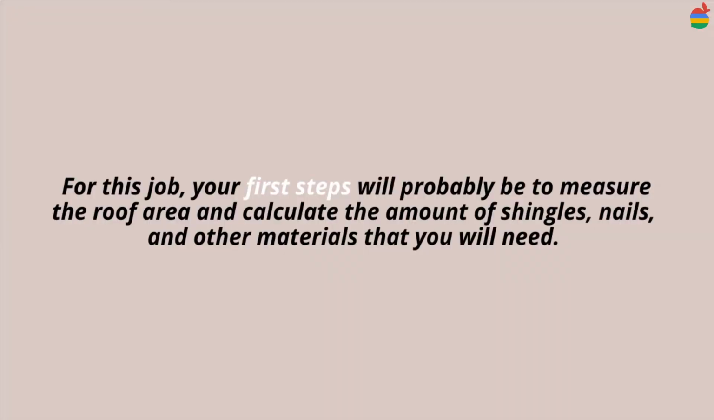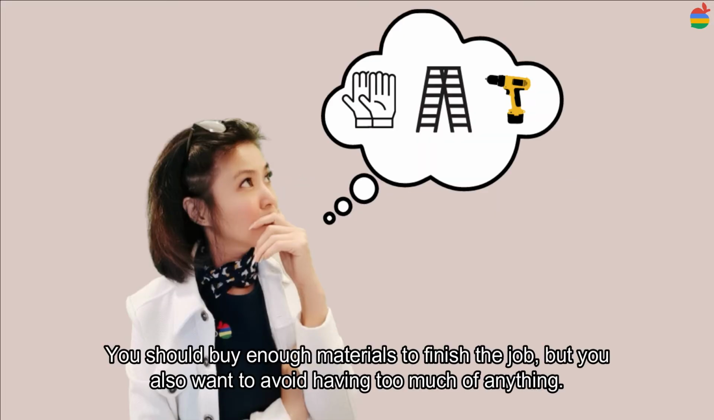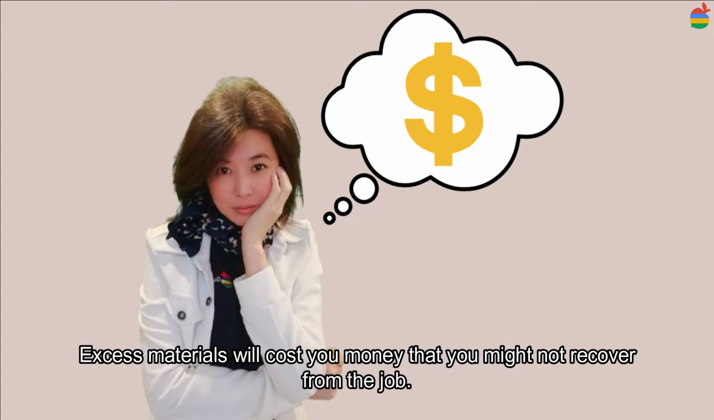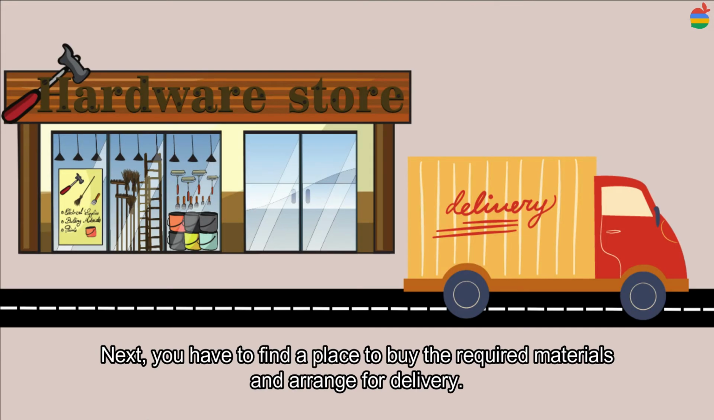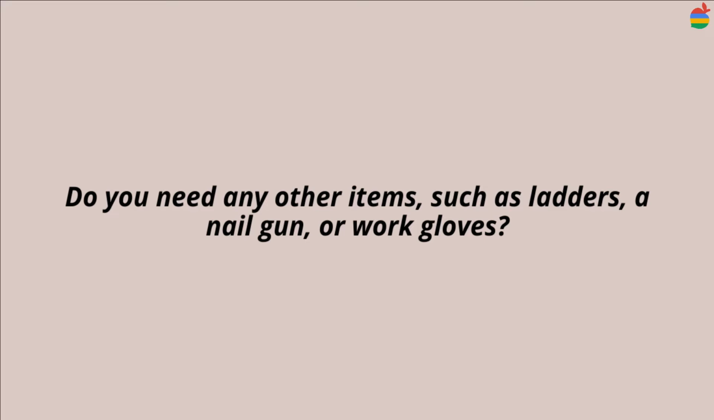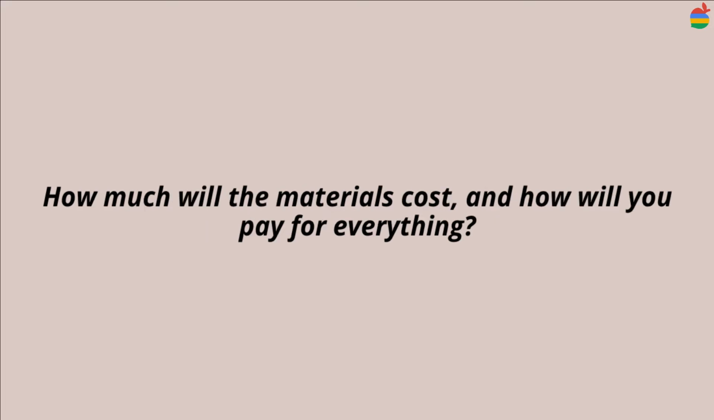For this job, your first step will probably be to measure the roof area, and calculate the amount of shingles, nails, and other materials that you will need. You should buy enough materials to finish the job, but you also want to avoid having too much of anything. Excess material will cost you money that you might not recover from the job. Next, you have to find a place to buy the required materials and arrange for delivery. Do you need any other items, such as a ladder, a nail gun, or work gloves? How much will be the material cost? And how will you pay for everything?